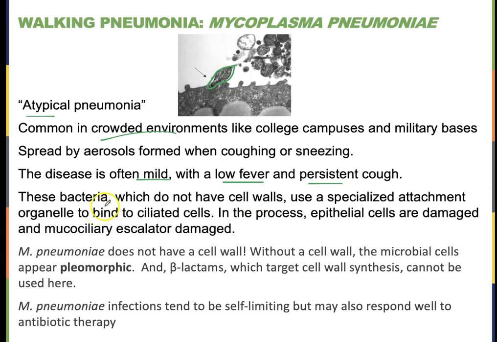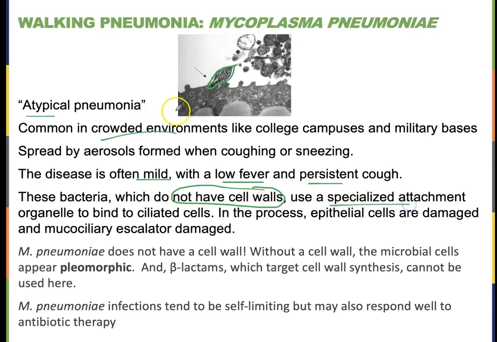Another interesting thing about mycoplasma is they do not have cell walls. This means that all those antibiotics that attack peptidoglycan, like the beta-lactams, are not going to be useful at all. So we have to choose other antibiotics, which limits the amount of antibiotics that we can treat this with.